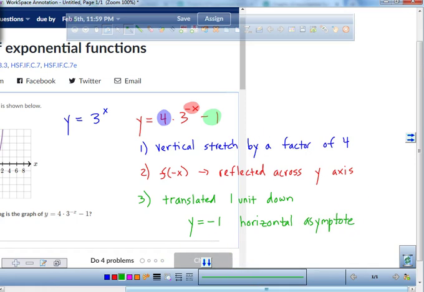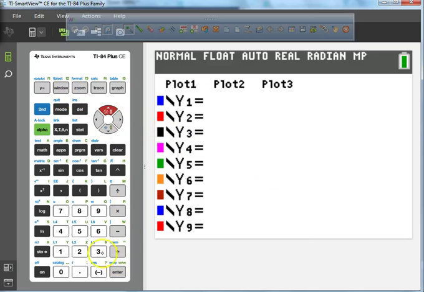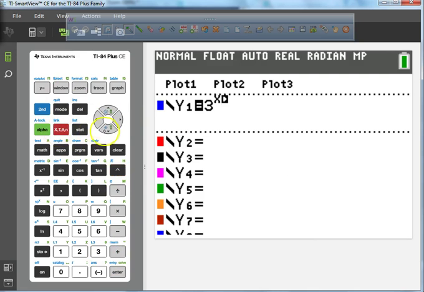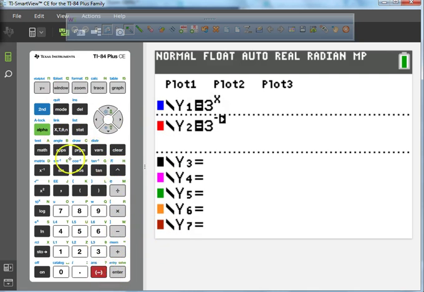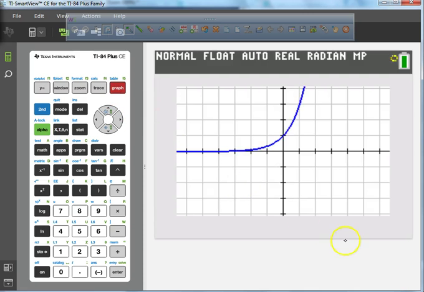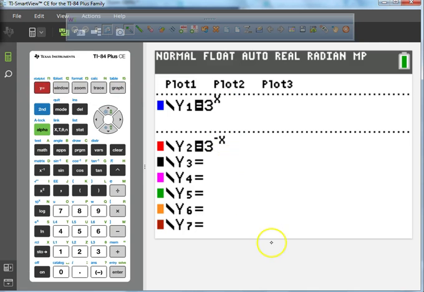Now let's do some investigation here. What I want you guys to do is type in 3 to the power of x, and type in 3 to the power of negative x, and see how things are reflected across the y-axis. So you see how the blue graph, when it becomes the red graph, it reflects across the y-axis, and that's what happens with that little negative x.